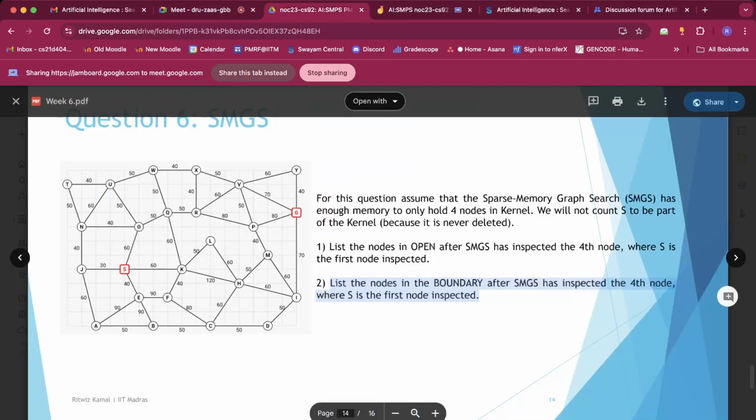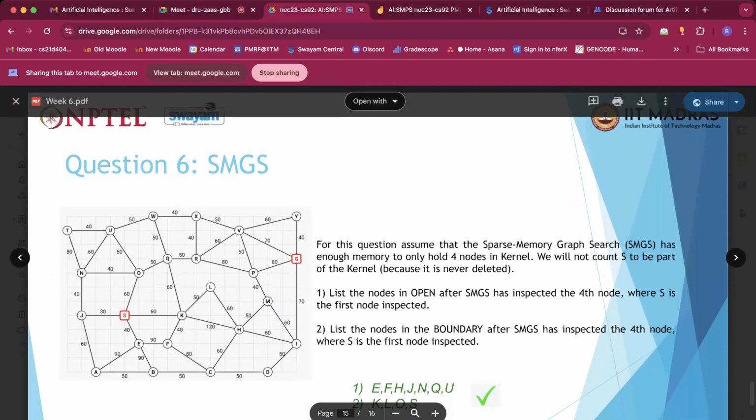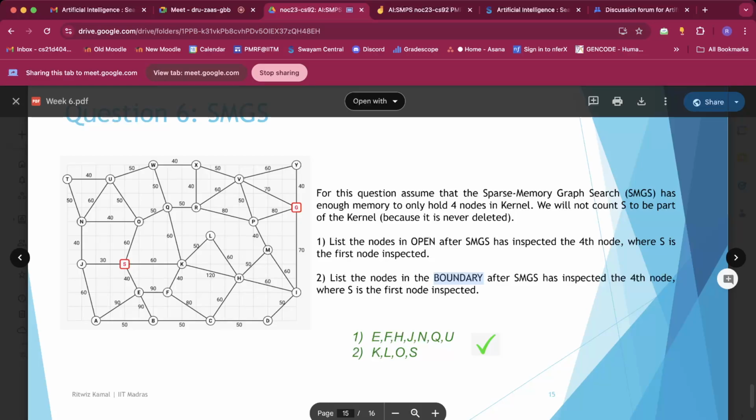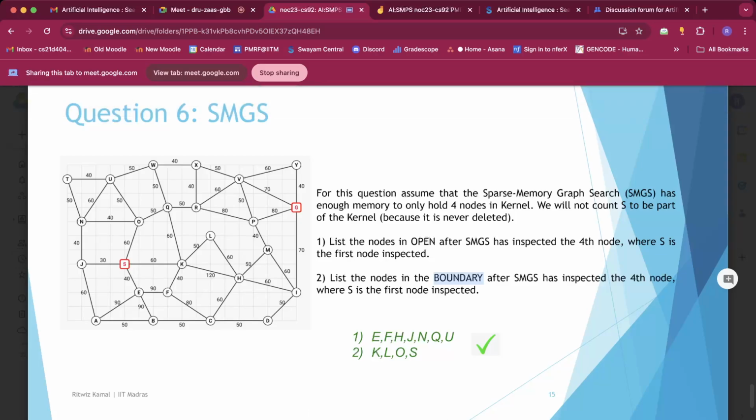Okay, so let's have a look at the solution. These are our nodes in the open list, we just saw that, and K, L, O and S are the nodes that are in our boundary, and our kernel is empty. We can write kernel has nil or no nodes. So this was until 4 nodes were inspected.